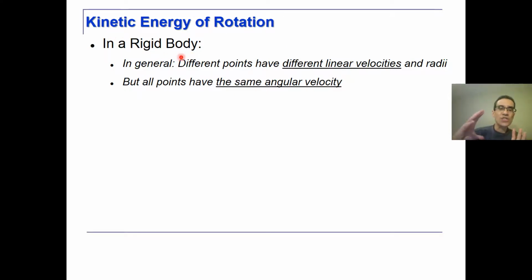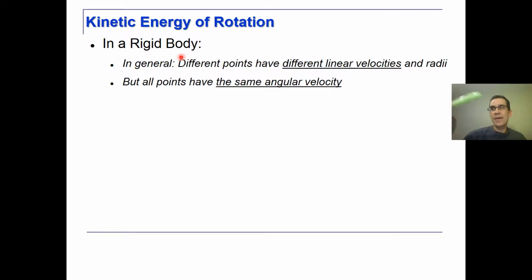Imagine a rigid body. What is a rigid body? A rigid body is a body that cannot change shape. It's like something like a pen, like this. See, this cannot change shape. If it's rotating, its shape is actually preserved. There are many things like that.